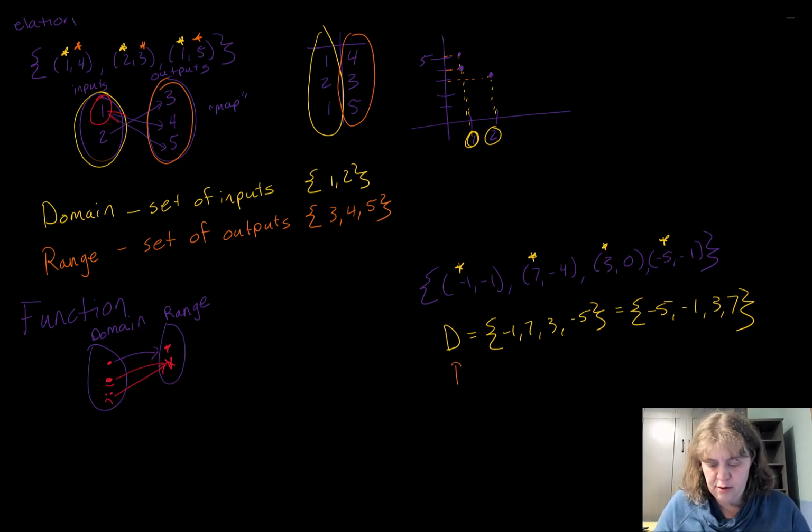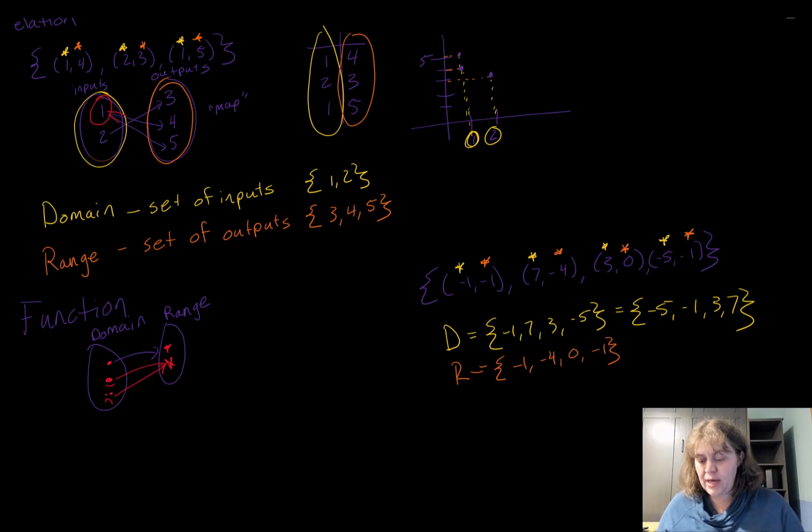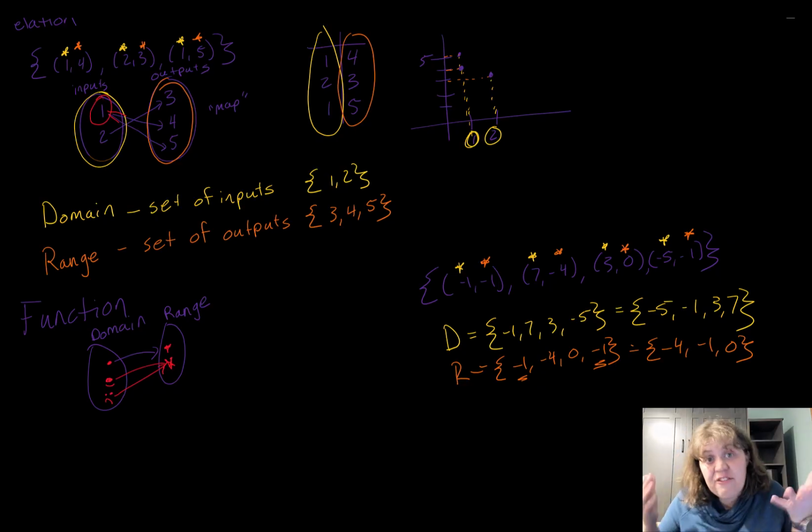Next up, we have range. The range is the set of outputs. Those are the quote-unquote Y values, the second part of my ordered pair. So I've got, again, -1, -4, 0, -1 again. Okay, we've got doubles. We don't list the doubles because we already have -1 in the list. I don't need to add it twice. So cleaning this up a little bit, we've got -4, and then -1, and then 0. And that's my range.